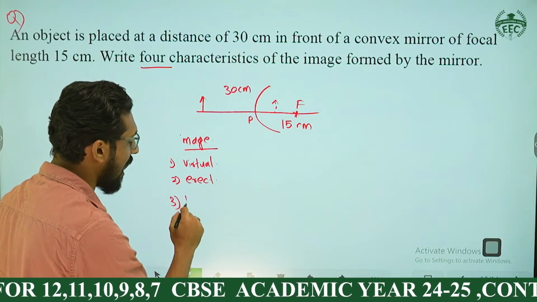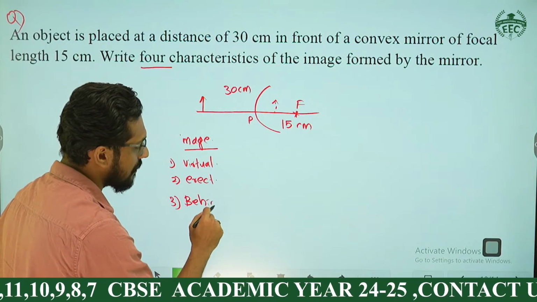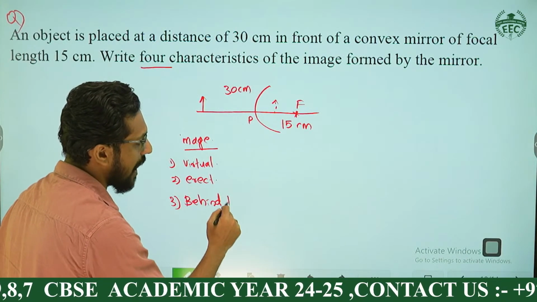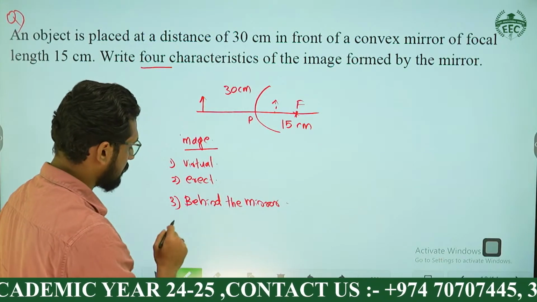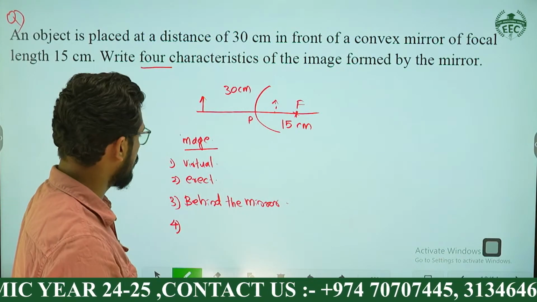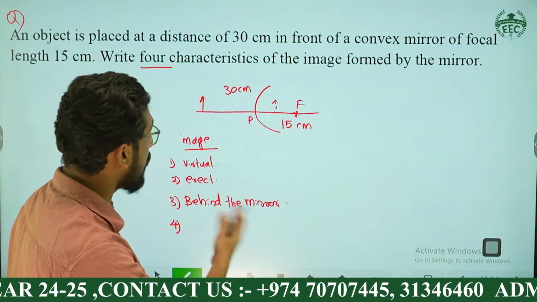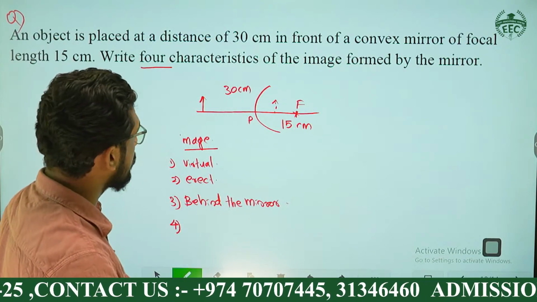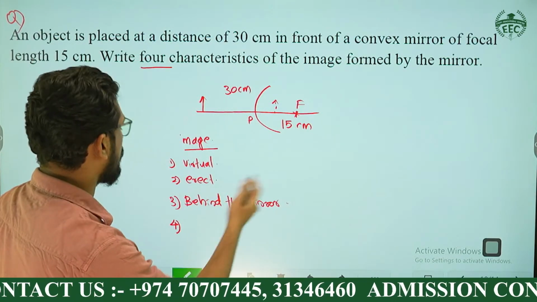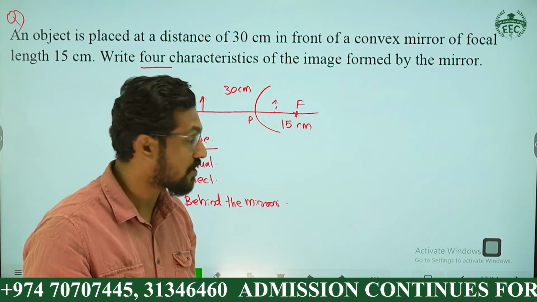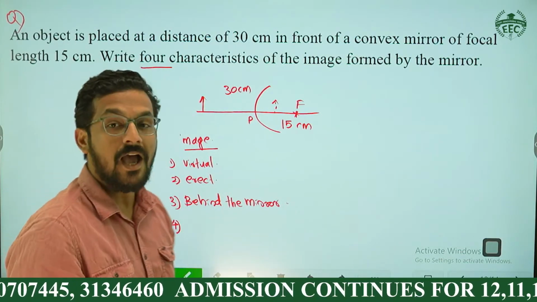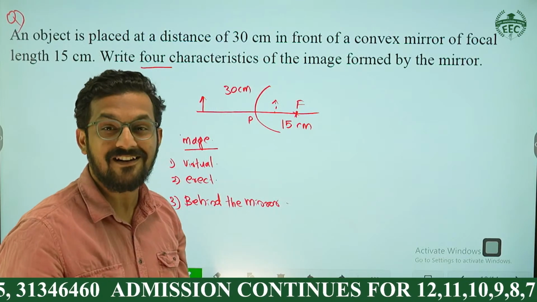This is formed behind the mirror, right? The image is formed behind the mirror, right? And the fourth one: virtual, erect, and behind the mirror. As you can see, the image is also a virtual image. What is this virtual image? If this is a virtual image, that must be an erect image, and this is behind the mirror, right?